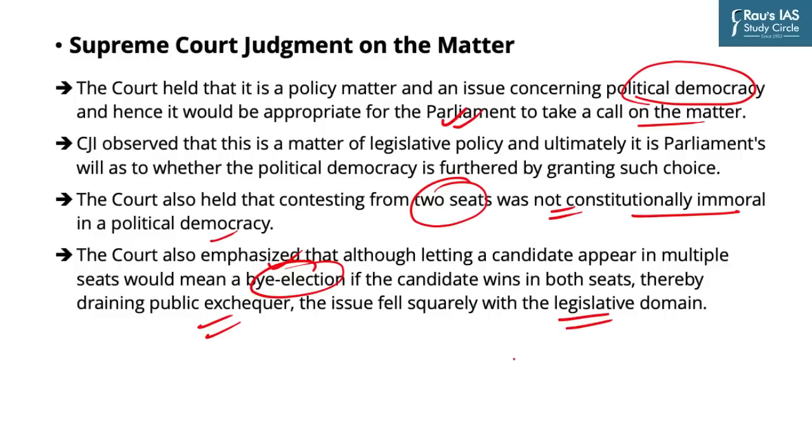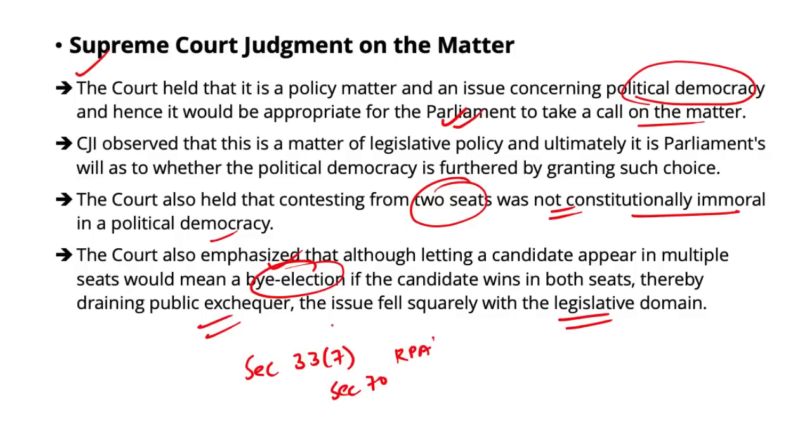So thus, we have seen what was the basis for the petition regarding the same. We have also seen the provisions as enshrined under section 33 and section 70 of the Representation of People Act, and we have also understood the Supreme Court judgment that has been made in regard to this matter.